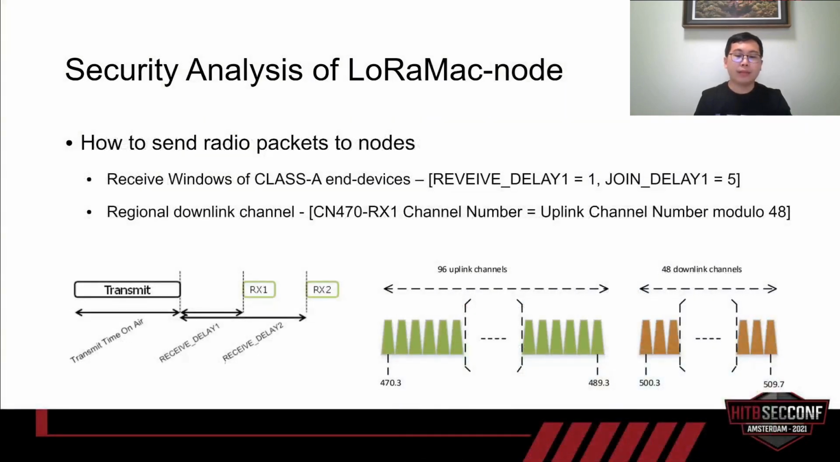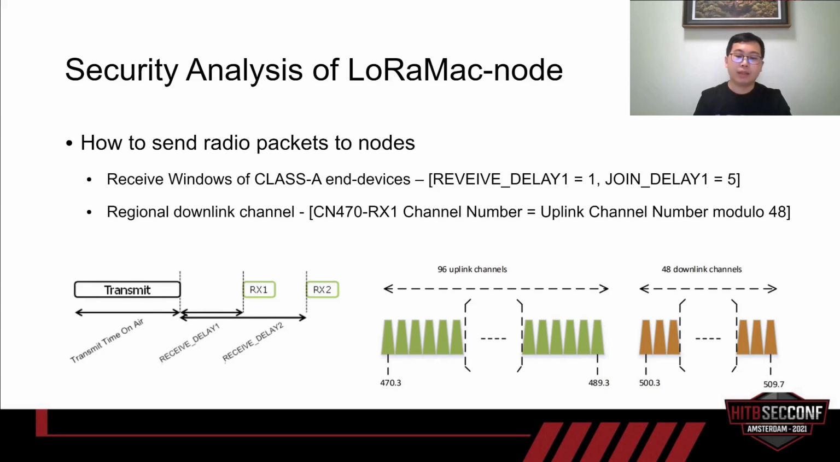So, how do we send radio packets? Because of the low power consumption of LPWAN, devices are not always online. So, attacking such devices requires a specific timing. The receive windows of Class A devices are defined in the LoRaWAN specification. After the device sends an uplink packet, two receiving windows will be opened, and the LoRa packet will be processed only when it is received in a receiving window.